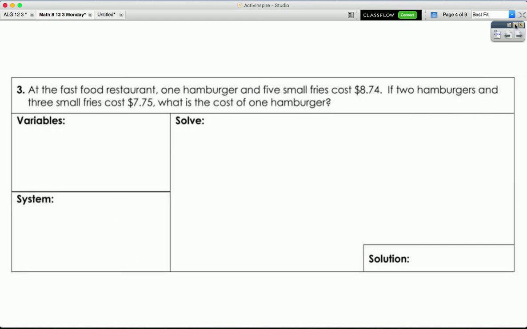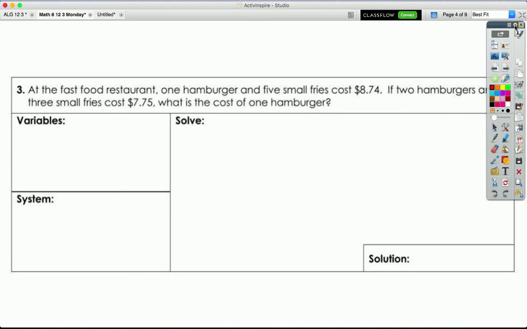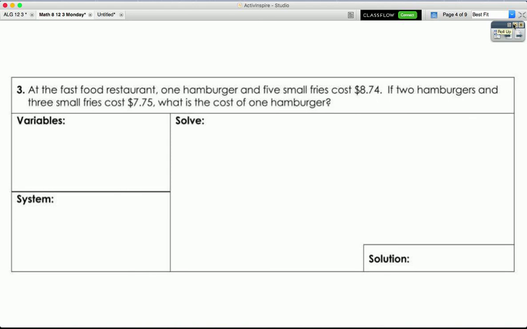All right, so taking a look at example number 3. Olivia, will you read that for me, please? All right, thank you, ma'am. So we've got our x and our y. And let's determine what they should represent with this problem. Greek, what is this problem talking about? What do you think our variables are going to represent? The hamburgers. Okay, the hamburgers. What else? Fries. And fries.